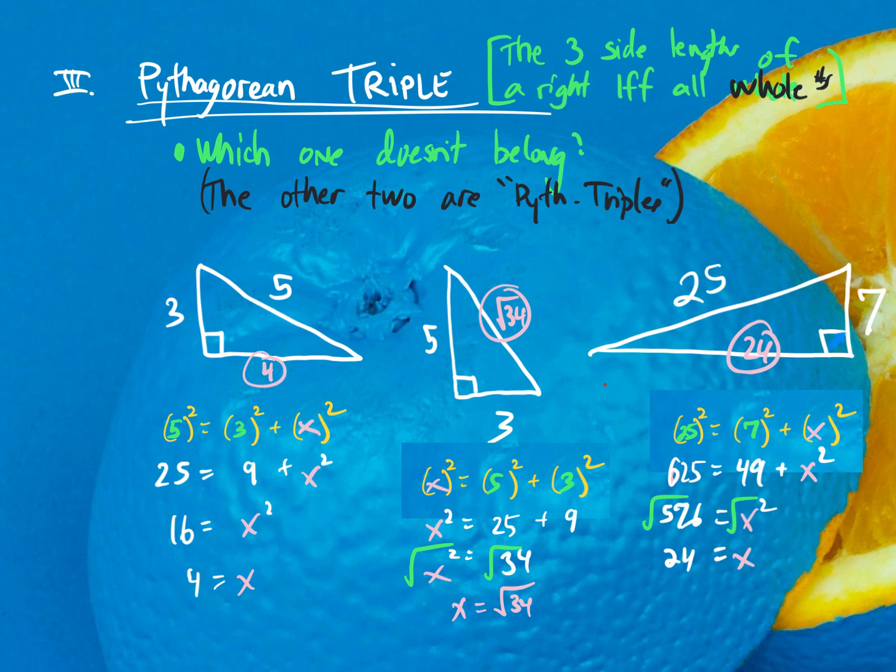So these three sides are 7, 24, and 25. These three sides are 3, 5, and the square root of 34. And these three sides are 3, 4, and 5. They are all right triangles, but the only Pythagorean triples are 3, 4, 5 and 7, 24, 25. Because to be a Pythagorean triple, all the sides have to be whole numbers.